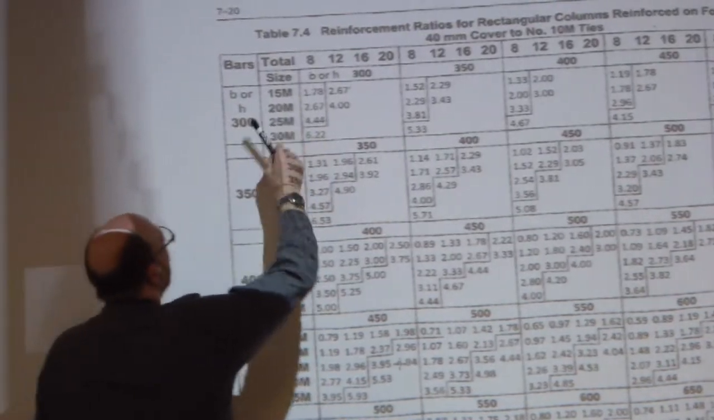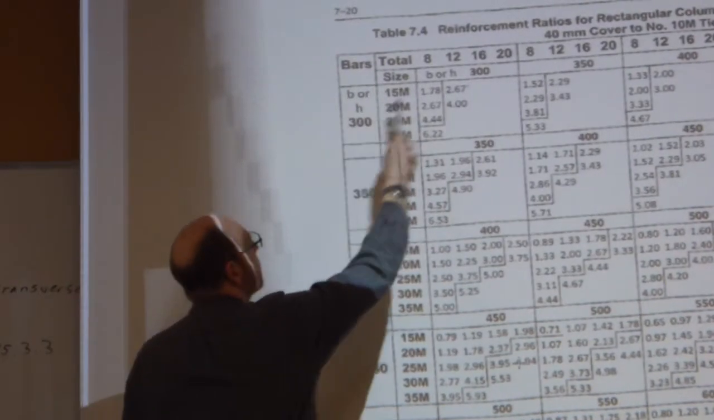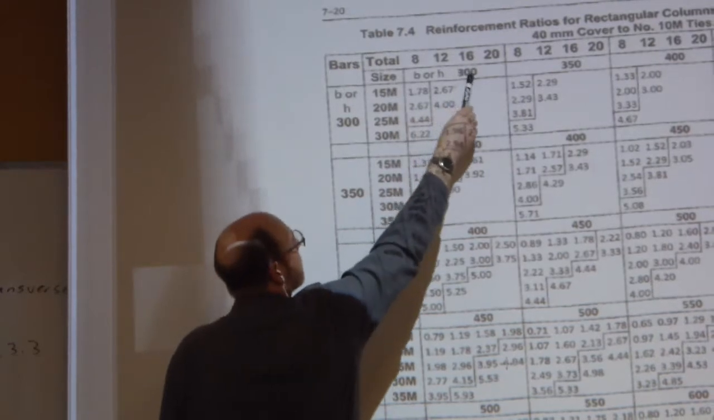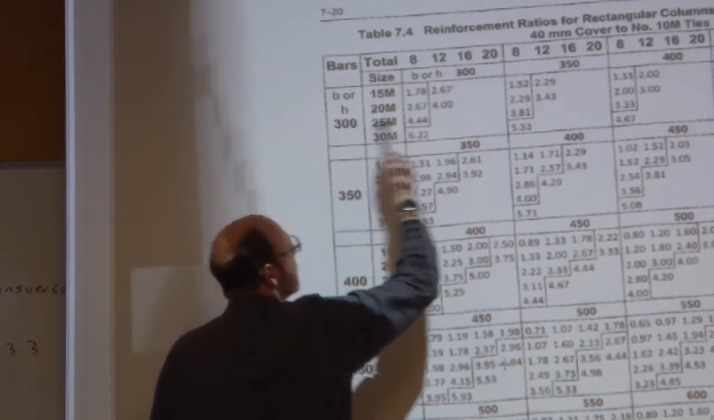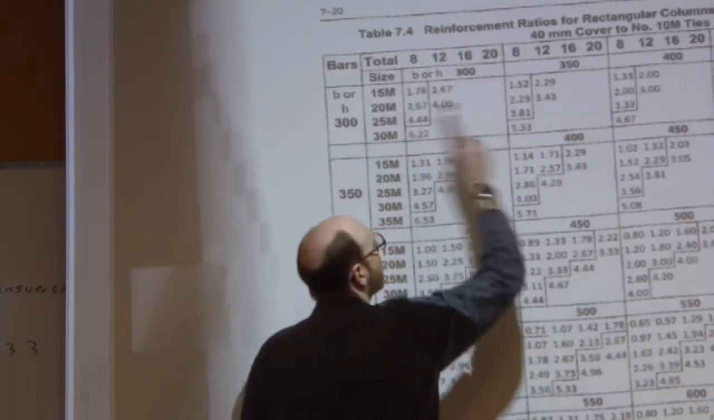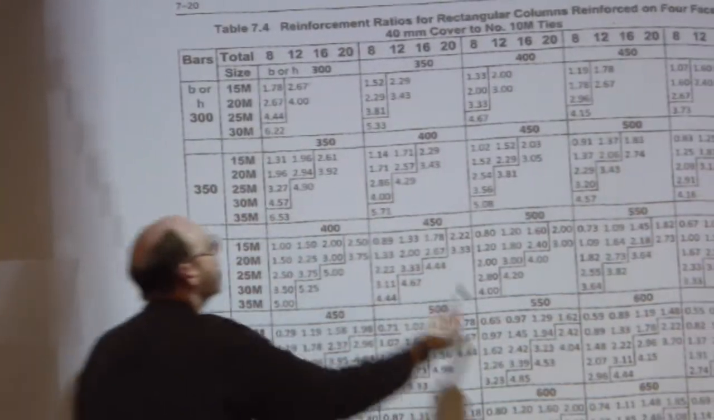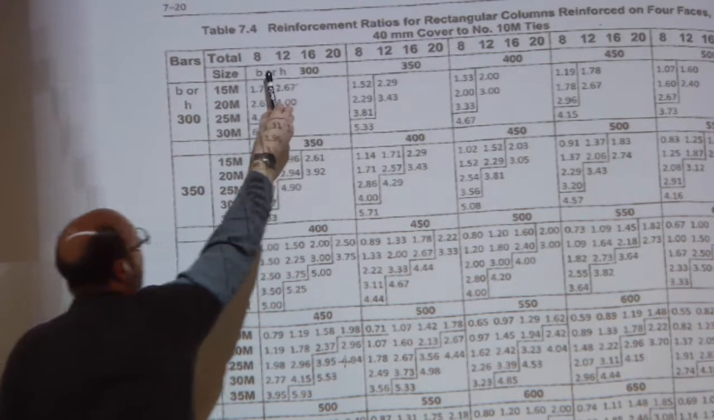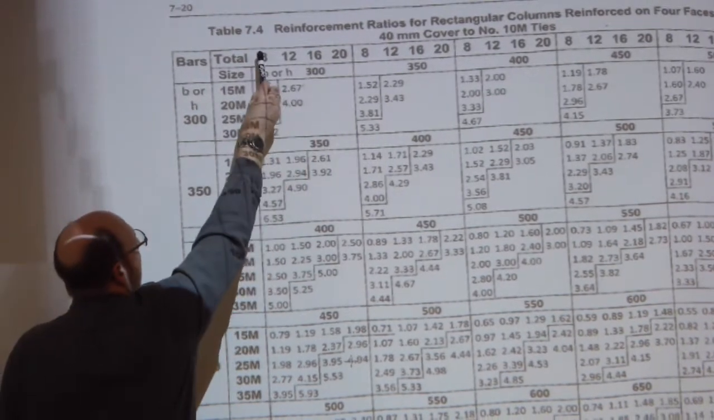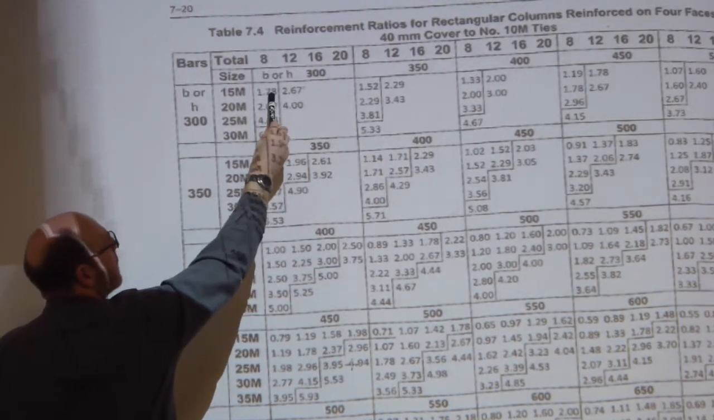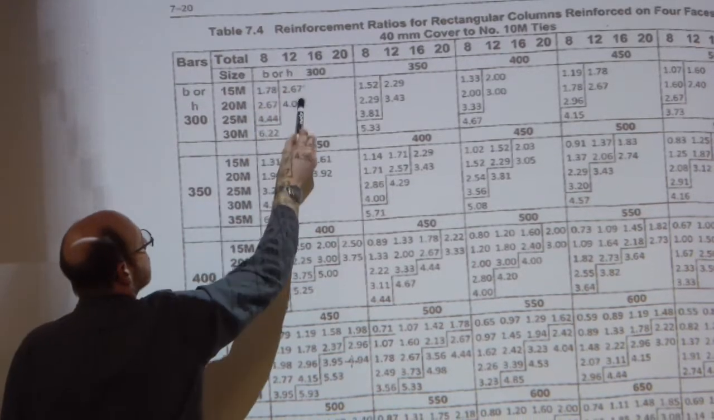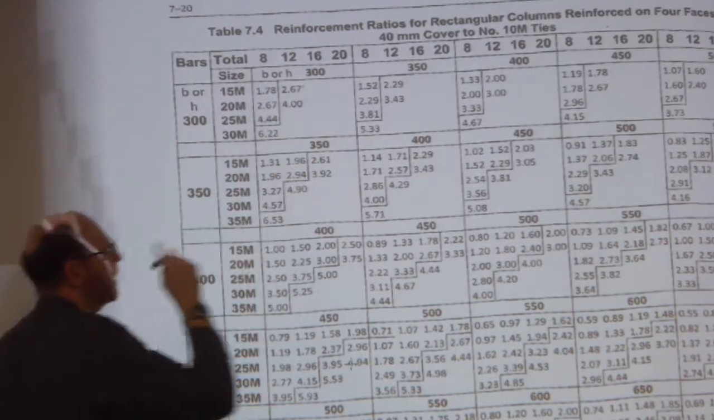If I'm looking at a 300 by 300 column, so this is a square column here, and this would be a rectangular column out here. So square, square, square, square. If I'm looking at a 300 by 300 column and I put in 8 15M bars, there's our reinforcing ratio. 12 20M bars, there's our reinforcing ratio.